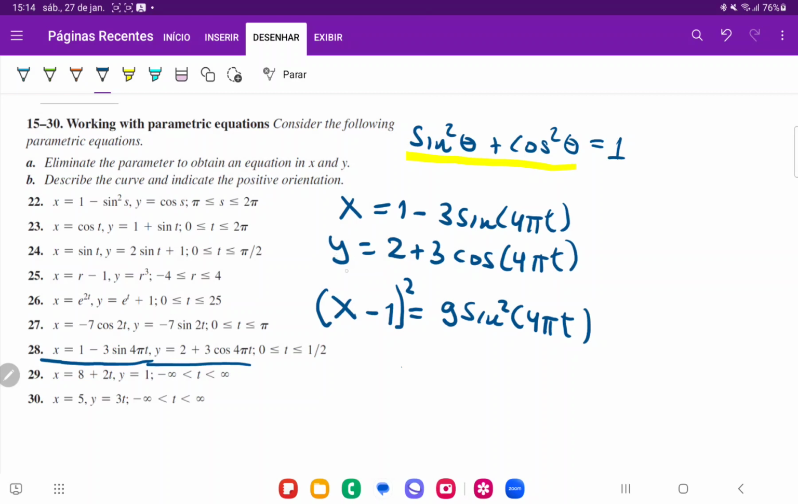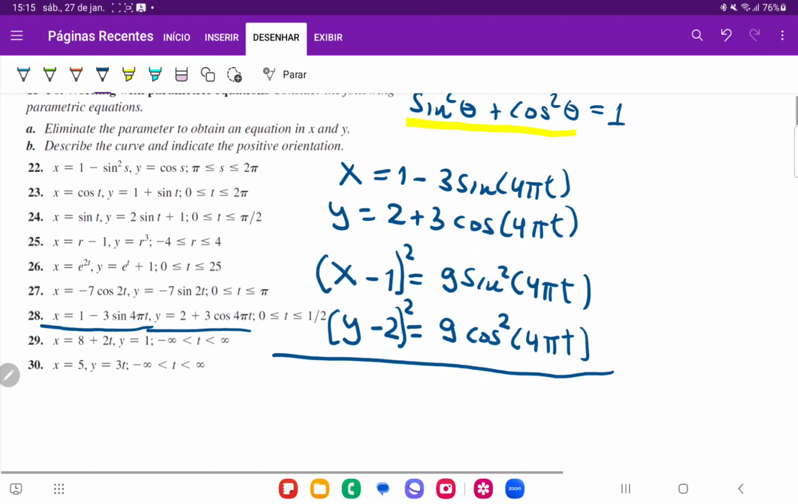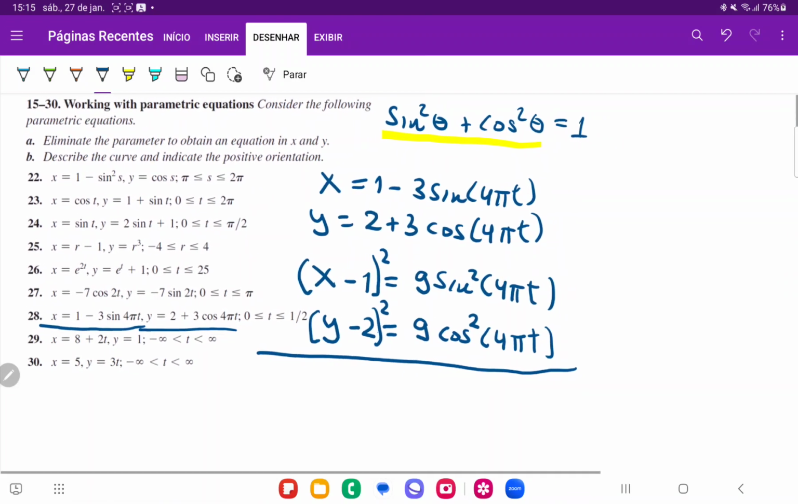And we're going to do the same for the y equation. So first I'm going to bring this 2 to the left-hand side. So we have y minus 2 is equal to 3 cosine of 4 pi t. And now I'm just going to square both sides. So the left-hand side squared becomes y minus 2 squared. 3 squared becomes 9, and cosine of 4 pi t squared becomes cosine squared. So once I have this, I'm just going to add up these two equations.